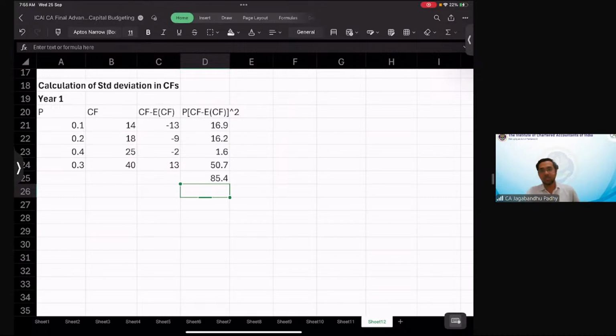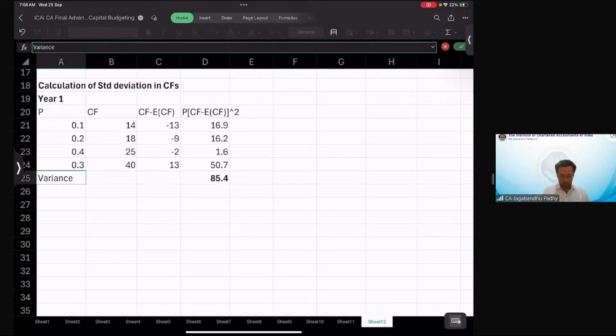So dragging it down, we can get the sum of it. Now, this is simply summation of the probability into the deviation square, right? Can you tell me what is this measure? What can I call this 85.4 as? Can anyone tell me what can we call this 85.4 as? Can I call this as standard deviation or can I call it as variance? 85.4. It is variance, right? Yeah. So variance of cash flows in year one.